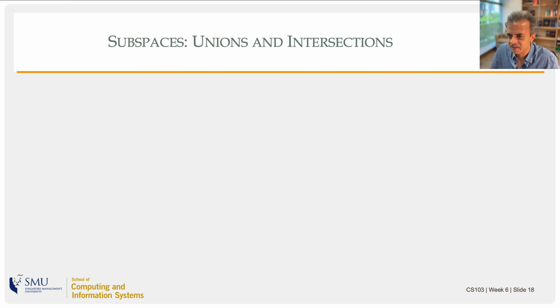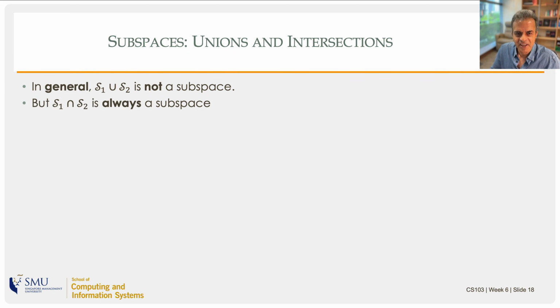Now, let's look at a couple of special situations. Remember, subspaces are sets, subsets really of vector spaces, which are also sets. All these sets contain an infinite number of elements, but they are sets nonetheless. If you have two subspaces, S1 and S2 in Rn, let's say, the union is in general not a subspace. There are special cases where it is a subspace, but in general it's not. But the intersection is always a subspace. This is interesting.